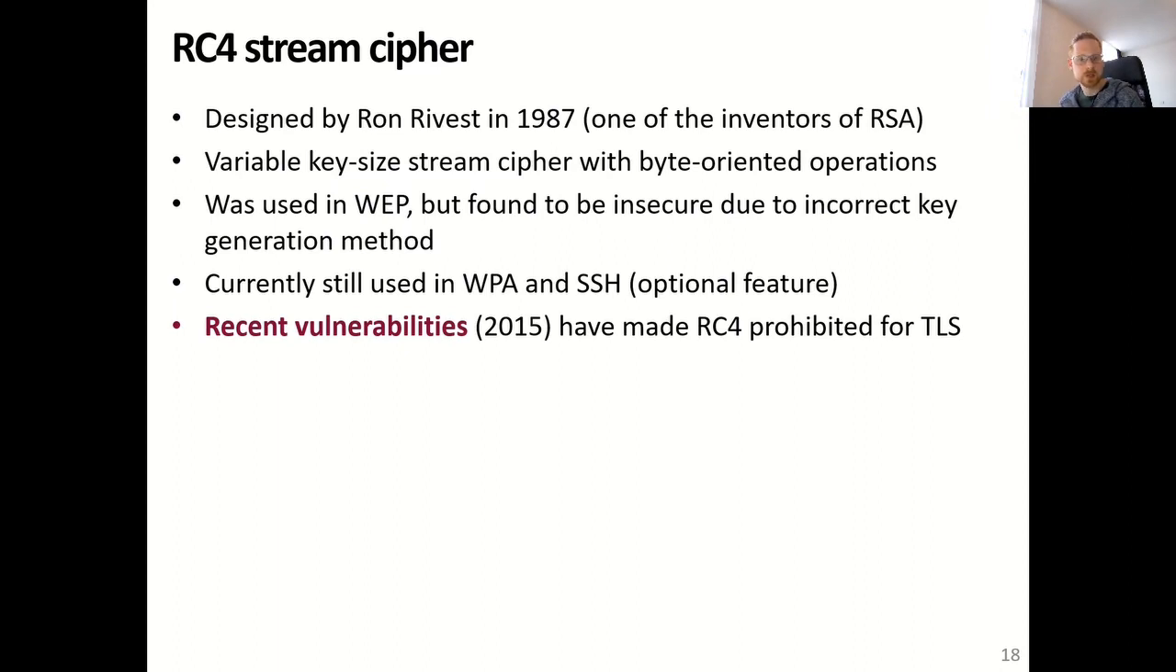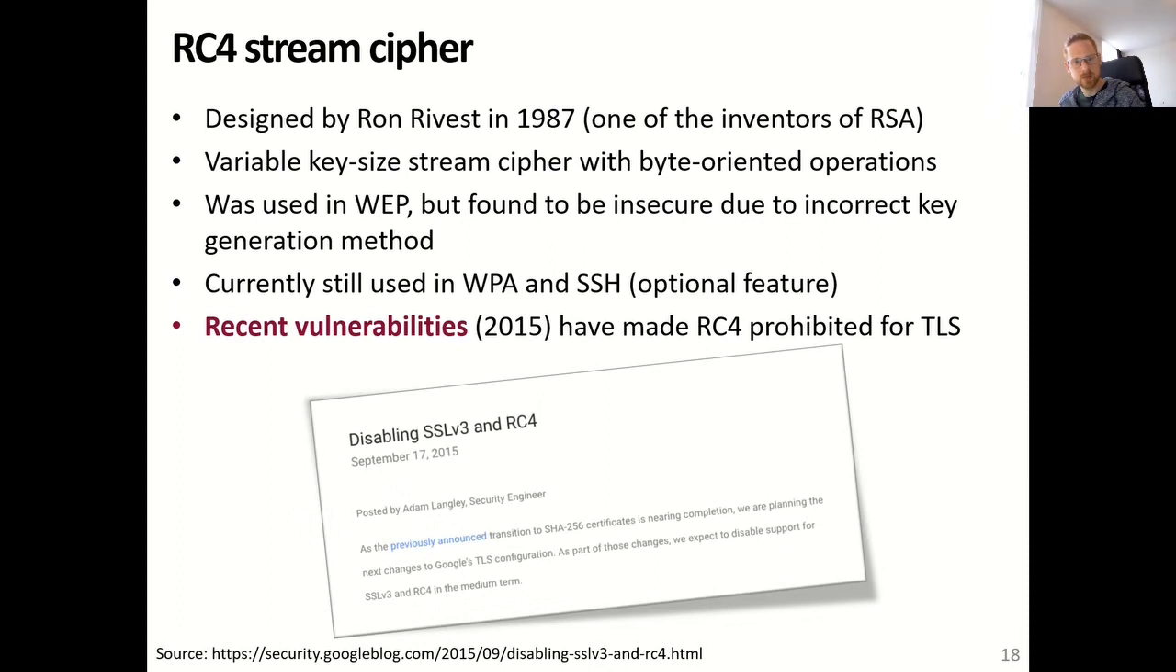It's a variable key size stream cipher with byte-oriented operations. That means it doesn't encrypt bit per bit, but it works on bytes, so groups of 8 bits. It was widely used in WEP encryption, which is the encryption protocol used for Wi-Fi in the past, but was found to be insecure there, not because of RC4 itself, but because of the key being incorrectly generated. It's still an optional feature in WPA and SSH. WPA is the successor of WEP for Wi-Fi security. However, in 2015, more vulnerabilities in RC4 were exposed, and it's now prohibited for use in TLS, Transport Layer Security.